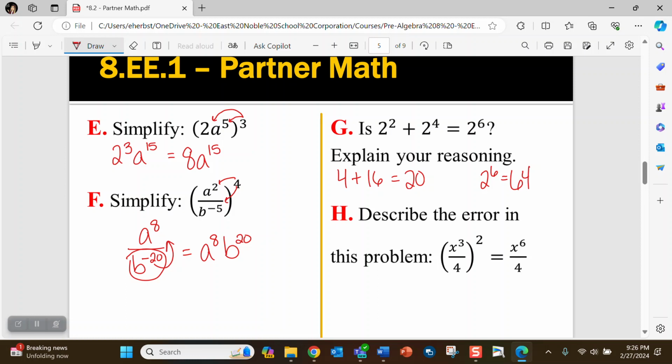There's an error in letter H, x to the 3rd over 4 all being squared, and the final answer is x to the 6th over 4. So they did the numerator correctly, multiplying 3 times 2 is 6, but forgot to also square the 4. And so the correct answer here would be x to the 6th over 16.